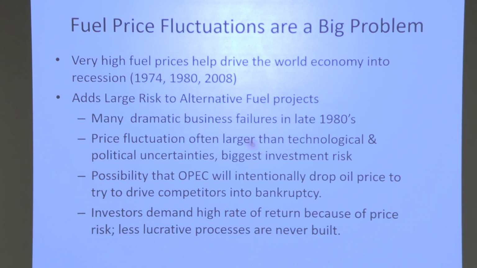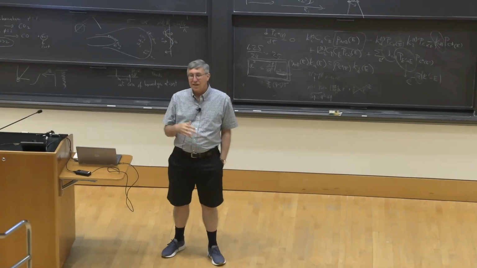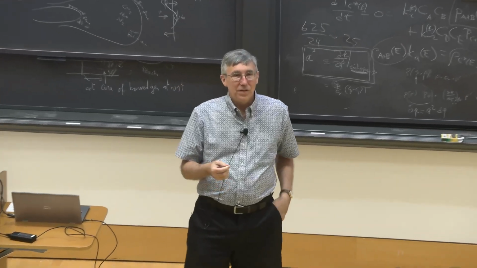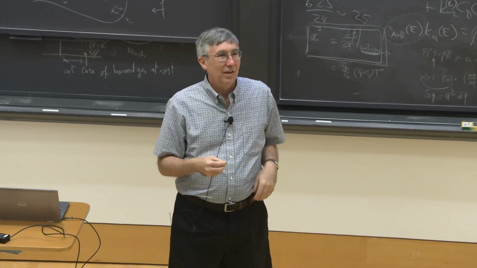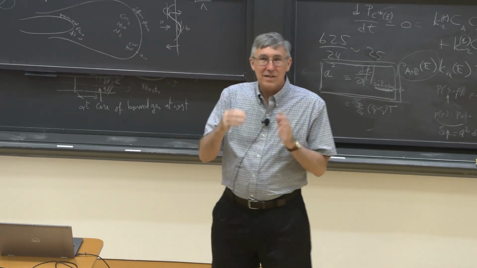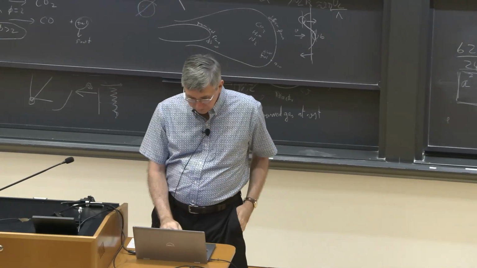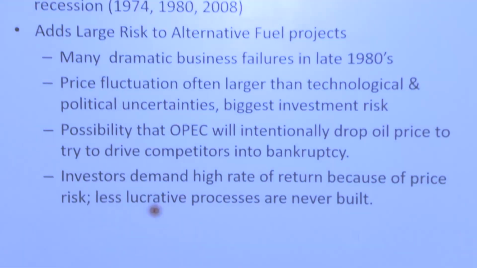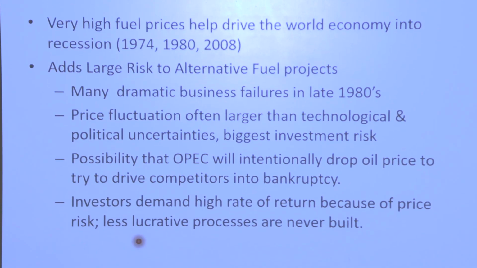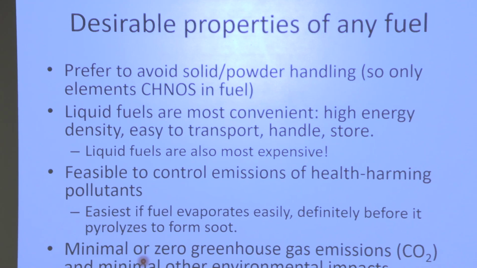And because of this whole thing, it makes the investment super risky. And because of that, the only people who invest are gamblers. They want a gigantic return because they know they're risking a lot. So they don't want just a 5% return. They want 30% or 50% return, because they're worried that the price is not going to stay high very long. They'd better get their money back quick before the new business goes bankrupt. And so this is a problem because the less lucrative processes are never built, and that has really slowed development of alternative fuels.